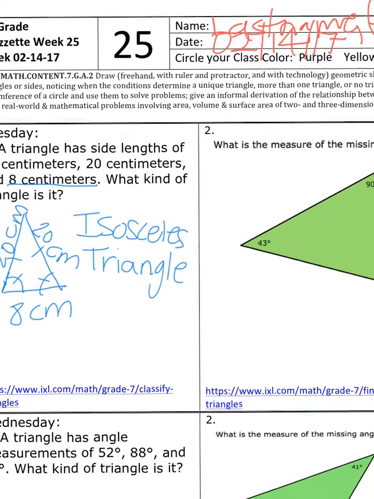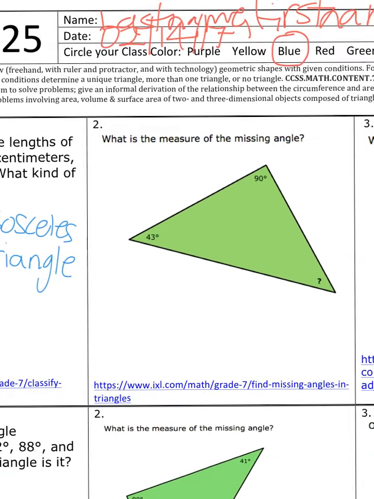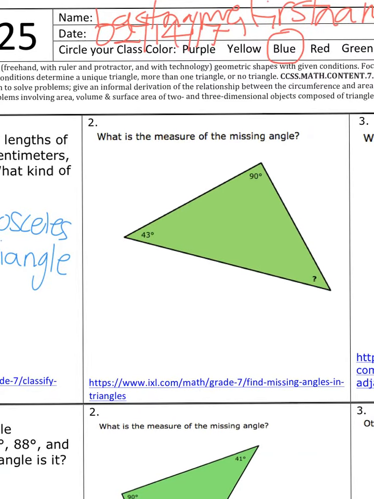All right, moving on to number 2. What is the measure of the missing angle? If you guys remember, every triangle has to equal 180 degrees. Remember this little circle above the number? It means degrees. Make it small so you don't think there's an extra 0 and that it's 1,800. It's 180 degrees. So every triangle has to equal 180 degrees.